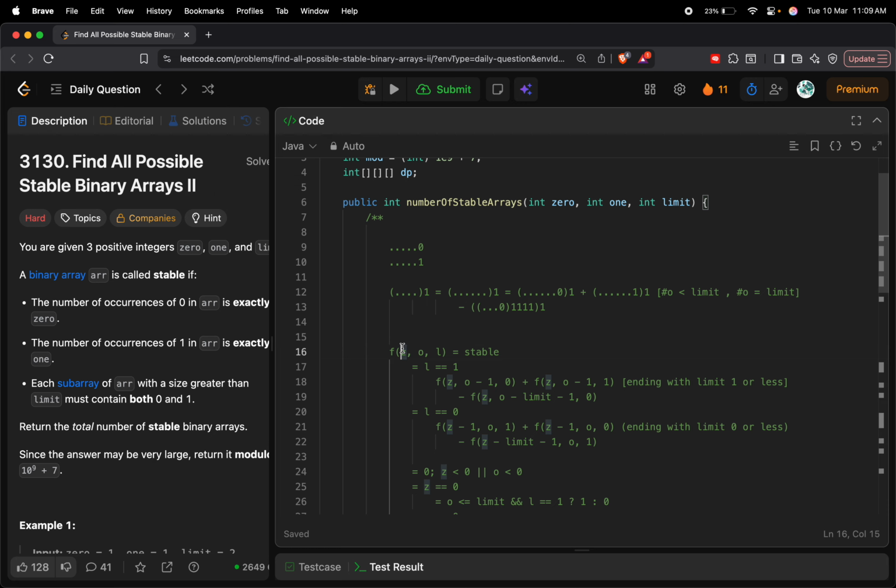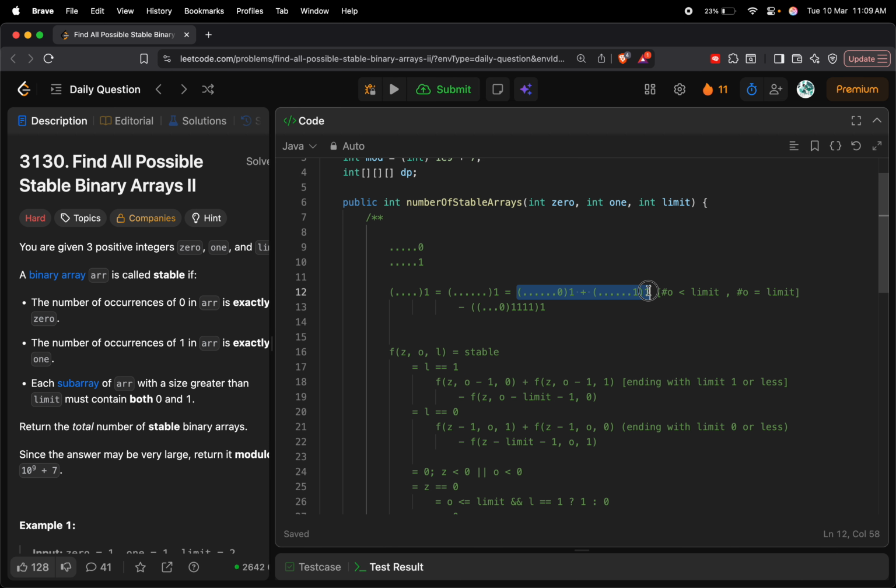Okay, so given a function f which has these many zeros and these many ones in it, and L is basically the last character or the last position value in the array. If the last position is 1, then my answer can be derived from two sub answers, right?